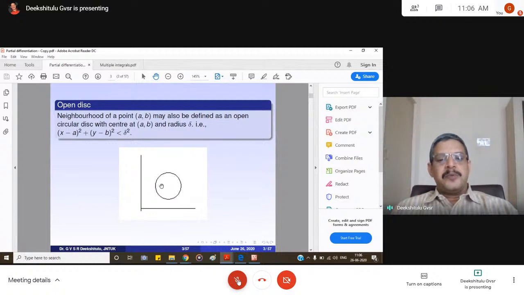So when I define a 2 variable function on this domain, that means from the definition of domain, the function can take any point inside this circular region. Okay, this is what we mean by a domain here. In the earlier case, it can take any point from the square, and here it can take any point from the circular disk.